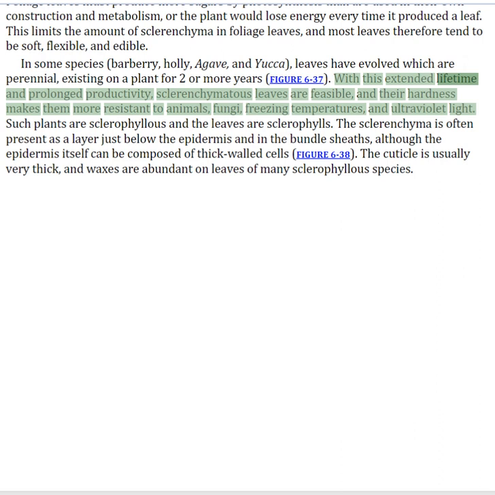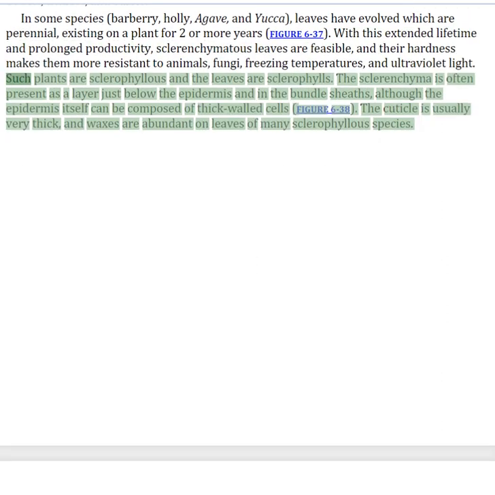With this extended lifetime and prolonged productivity, sclerenchymatous leaves are feasible, and their hardness makes them more resistant to animals, fungi, freezing temperatures, and ultraviolet light. Such plants are sclerophyllous and the leaves are sclerophylls. The sclerenchyma is often present as a layer just below the epidermis and in the bundle sheaths, although the epidermis itself can be composed of thick-walled cells. The cuticle is usually very thick, and waxes are abundant on leaves of many sclerophyllous species.